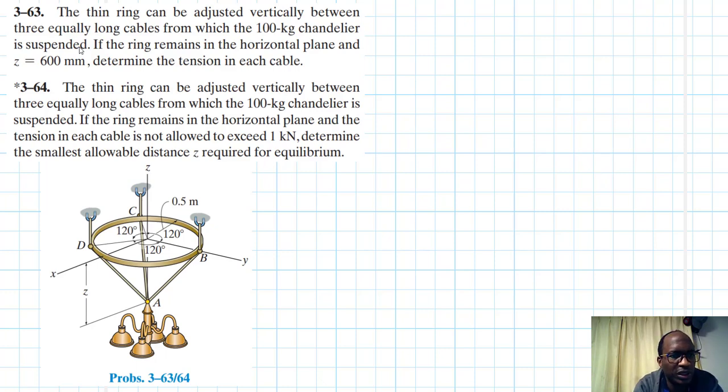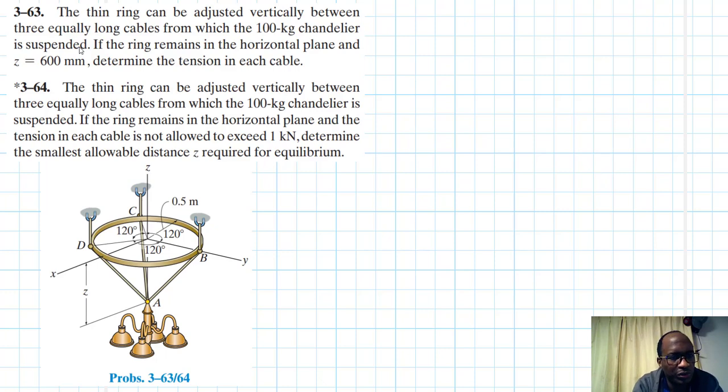The thin ring can be adjusted vertically between three equally long cables from which the 100 kg chandelier is suspended. If the ring remains in the horizontal plane and Z equals 600 millimeters, determine the tension in each cable.